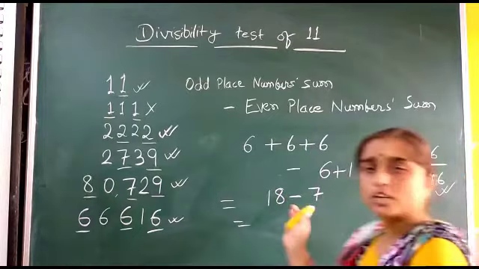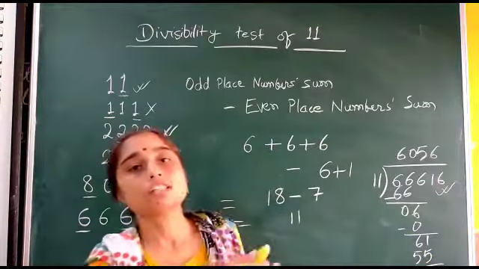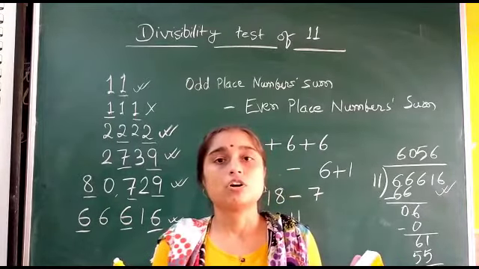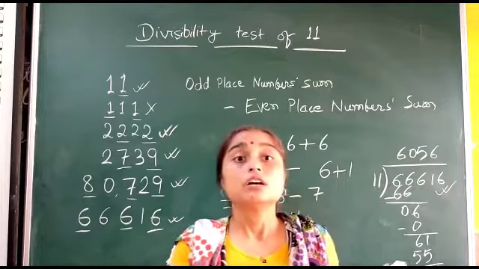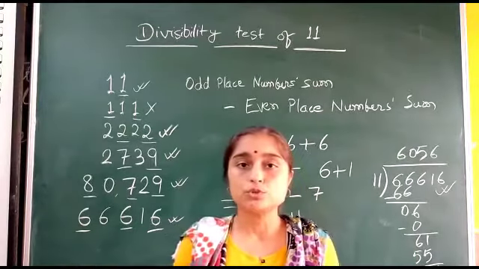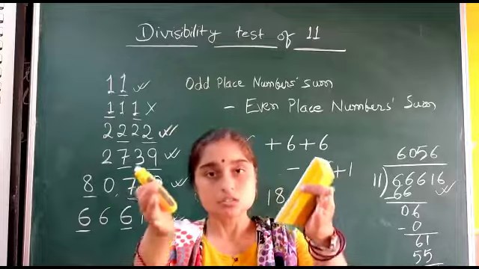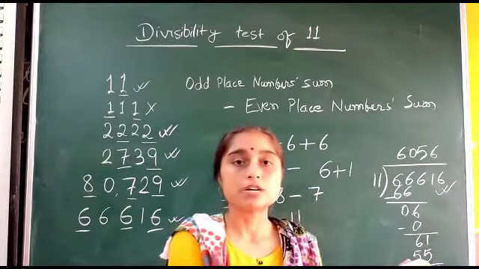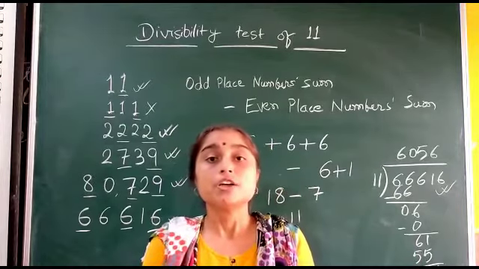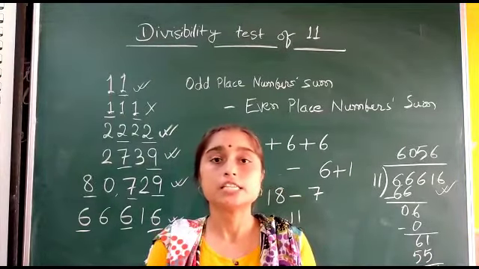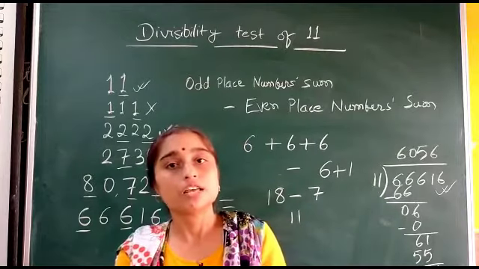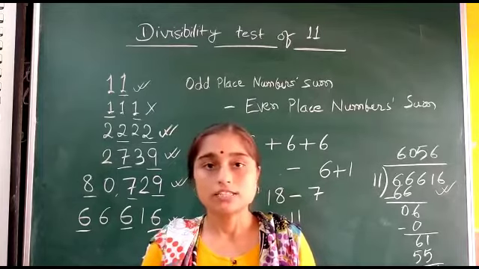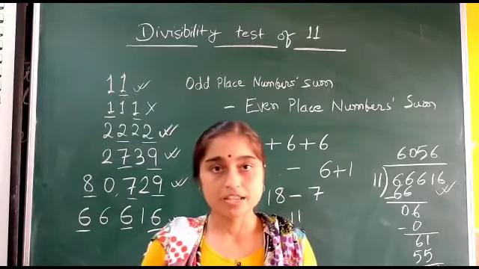So after all these calculations, all these examples, we came to know that if any number is given for testing of 11 divisibility, what we have to do is add all the odd place numbers first, then add all the even place numbers and then subtract them. If the difference is 0 or any multiple of 11, then that number is divisible by 11. If not, that number is not divisible by 11.